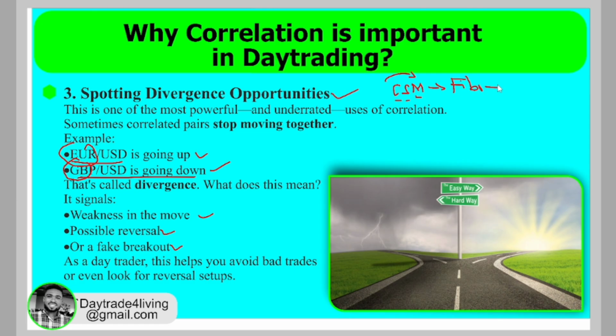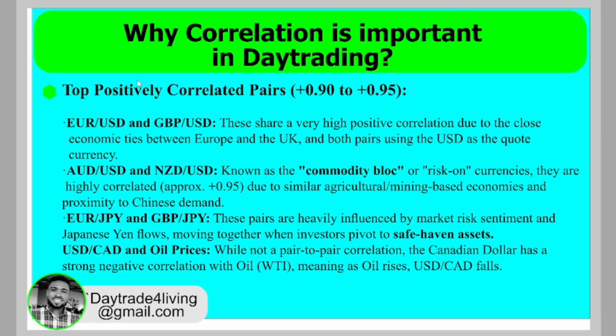Then the next system we use is correlation to trade. So what are some of the most correlated pairs? The question is, how do you know which pairs are correlated? Let's take a look at some most common positive correlated pairs. Keep them in your mind by heart, because you must know all these things in your head before you even begin to trade.